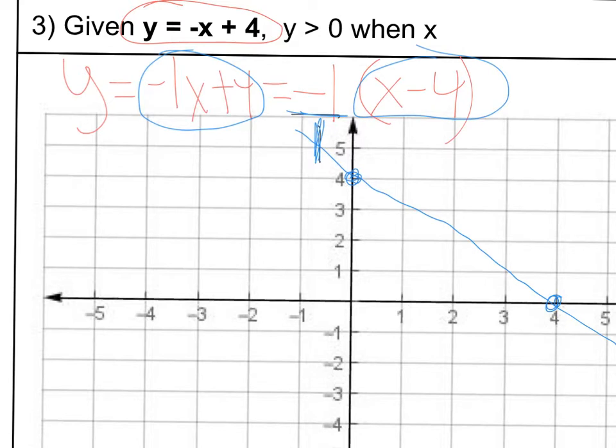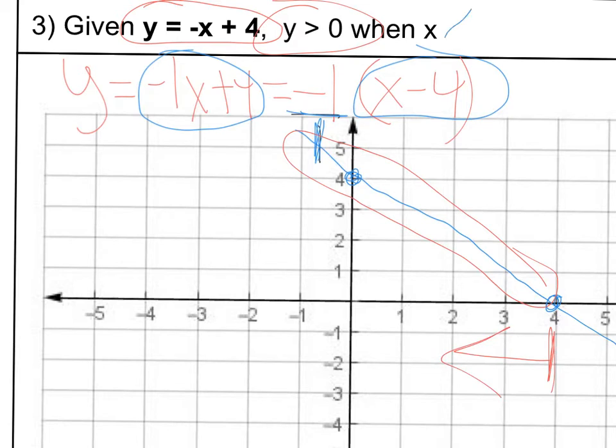Okay, but when is y greater than 0? And we need to solve that inequality. Well, I'm going to highlight the part when y is greater than 0, so it's all of these values. Notice now that it's only to the left of 4. So that means that x has to be less than 4.